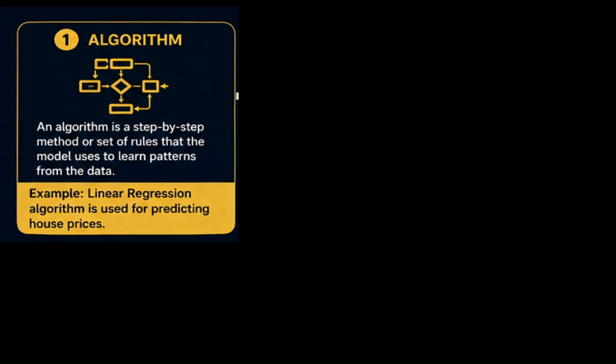An algorithm is basically a step by step method or a procedure used to solve a problem or learn patterns from the data. In machine learning, we have different algorithms that can be used for different types of problems. For example, you can see here linear regression is given. Just like linear regression, there are various other algorithms available, like support vector machine, decision tree, random forest. These are different machine learning algorithms, and the choice of algorithm depends on the problem and the type of application we are working on.